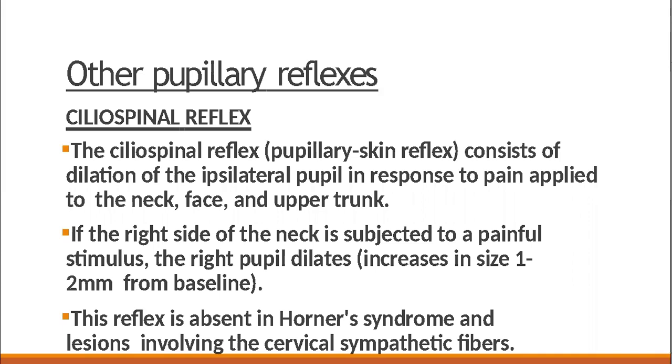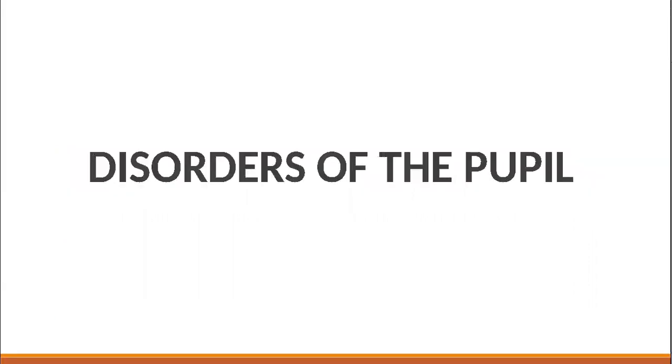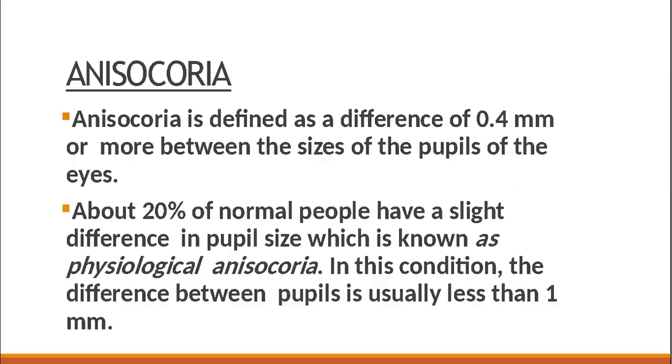If I am applying pain to the neck, face and upper trunk, then because of the sympathetic innervation, the pupil dilates. So this is called the ciliospinal reflex, and this reflex is absent in Horner syndrome and lesions involving the cervical sympathetic fibers. So what are the disorders of pupil?